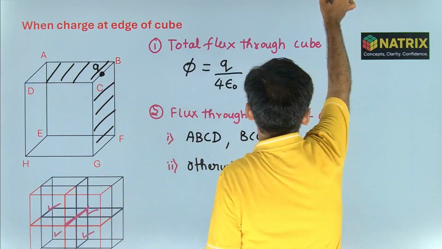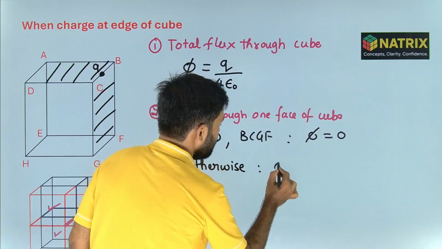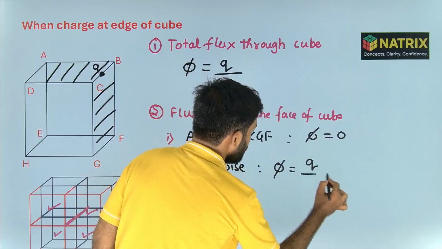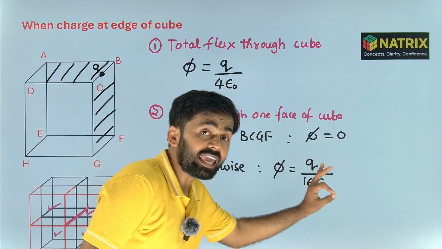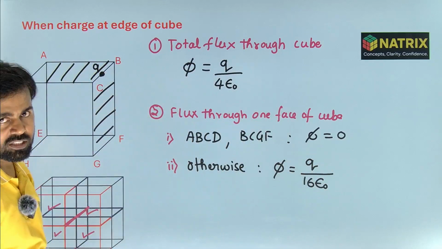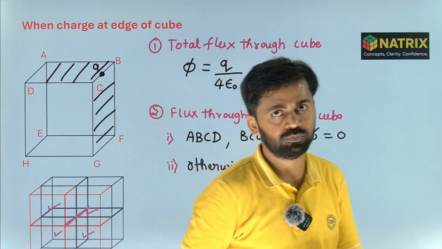That means my flux becomes what? The flux through each face becomes what? Q by 16 epsilon naught. This is the case when the charge is present at what? The edge of the cube.